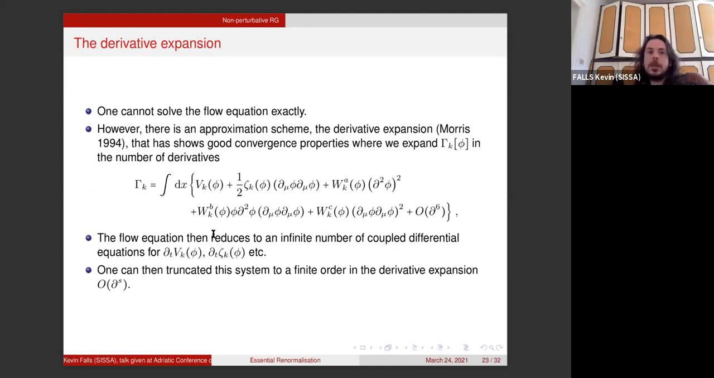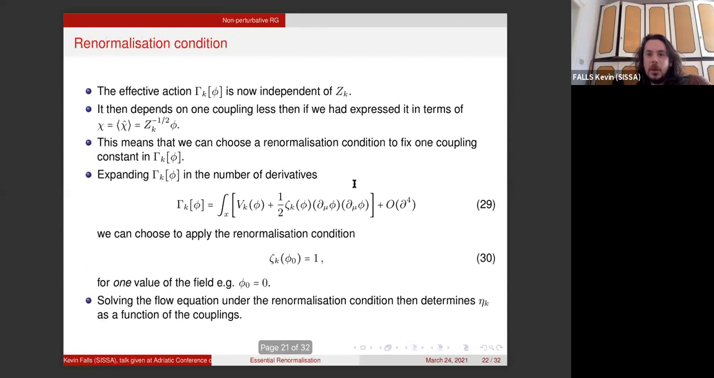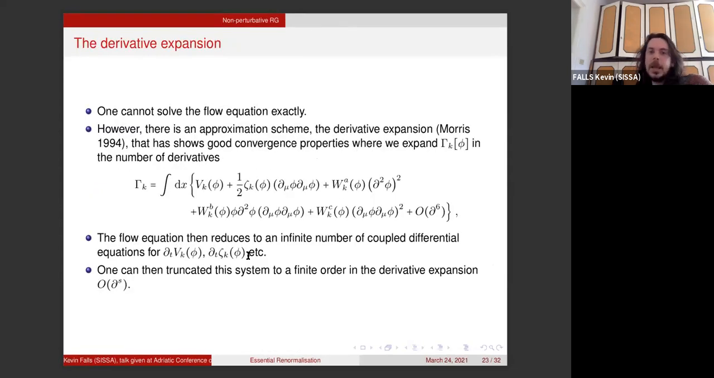There are many different approximation schemes that you can choose, but I will talk about the derivative expansion, since it's the one which we know the most about, and it has shown good convergence properties. So the idea is that you expand the action in derivatives. You start with a simple potential, then you have a term with two derivatives, and then terms with four derivatives, and then you can go on in this expansion, and you will have more and more functions of the field, which here we're not expanding in the field, we're just expanding in the derivatives. Then what this amounts to, once you plug this all into the equation and expand also the trace in the same way, is you will get a set of coupled differential equations for each of these functions.